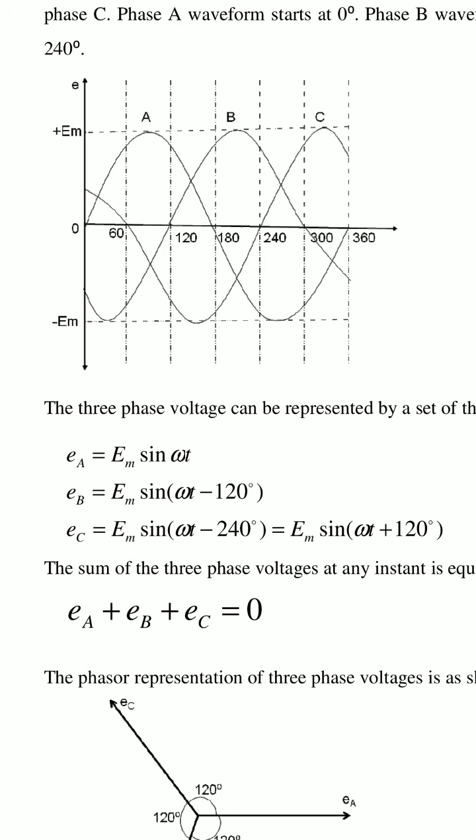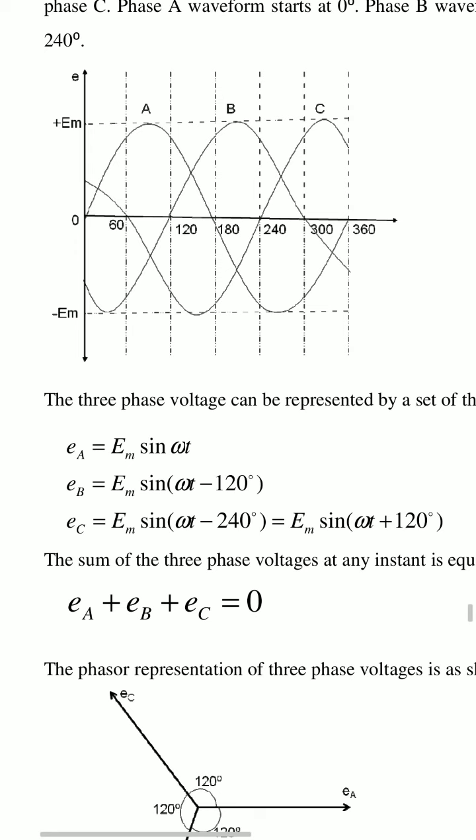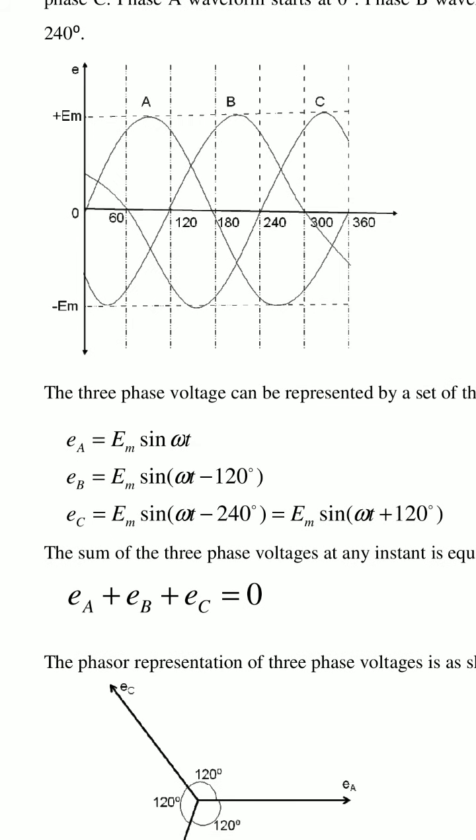Now observe this waveform, plus EM and minus EM. Plus EM means positive maximum, minus EM means negative maximum. Here all three phase maximum voltages are the same. Magnitudes are the same, but they differ by some displacement angle.